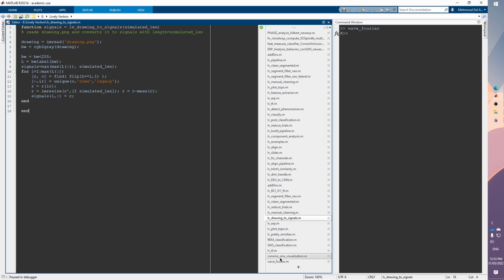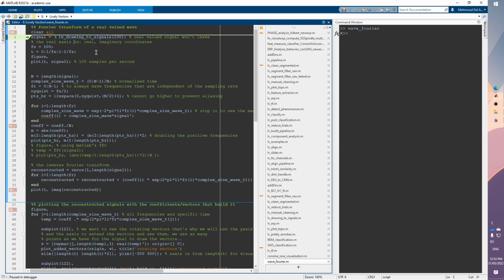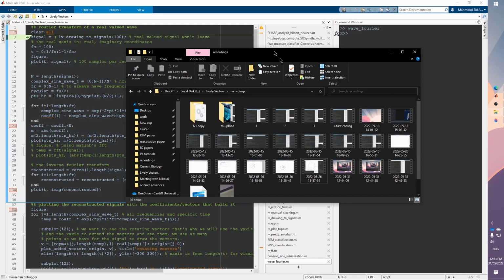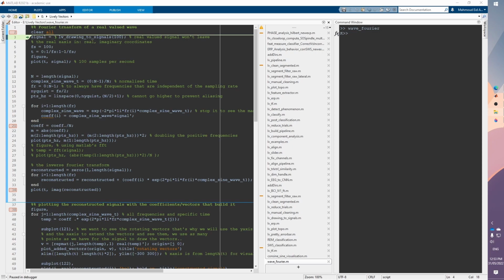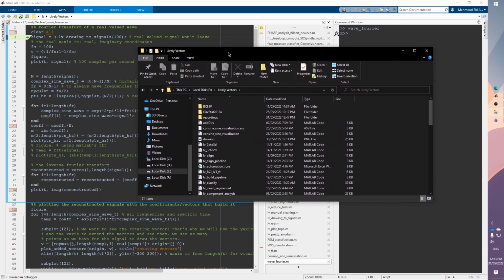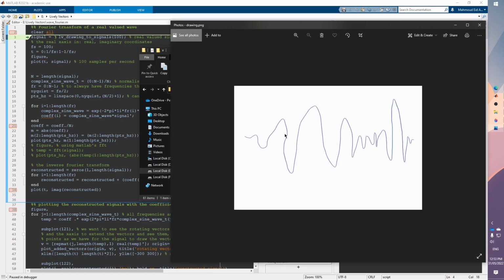So from this function I am transforming my drawing into something else. Let's look at this part and see what kind of drawing we have. So we have this drawing.